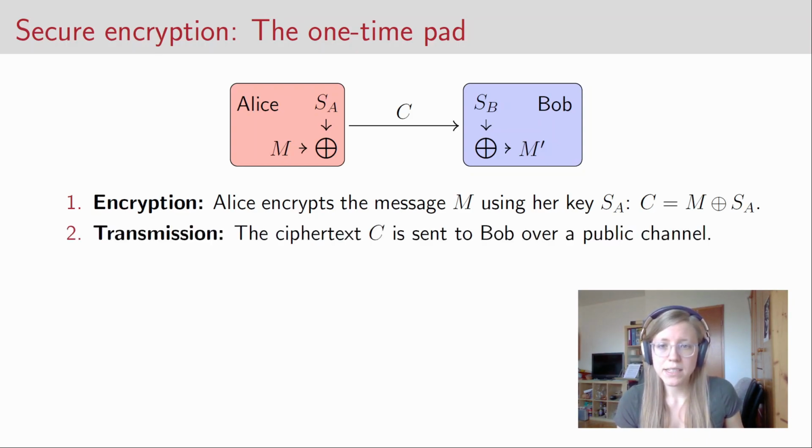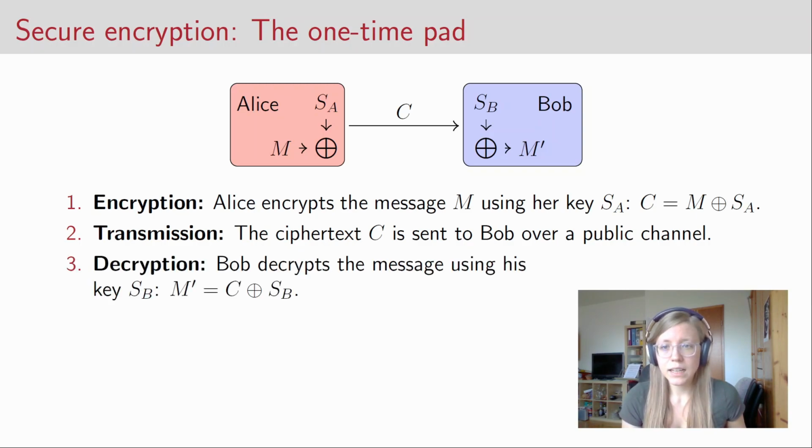The second step is the transmission. Alice sends the ciphertext C to Bob over a public channel. This means everybody can listen to it, so also an adversary who would like to intercept our communication and read our messages is able to read the ciphertext. And then the last step is the decryption step. Bob receives the message and decrypts it by using his key SB, again by doing binary addition.